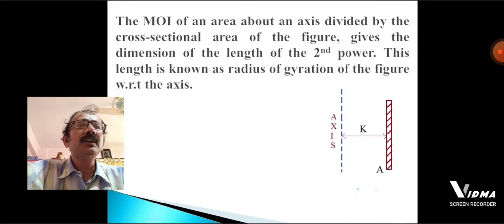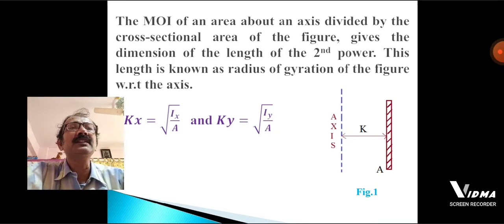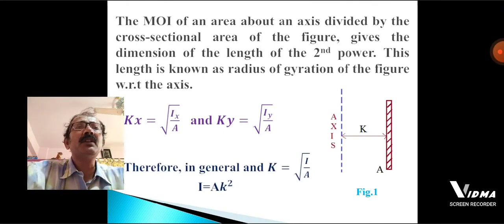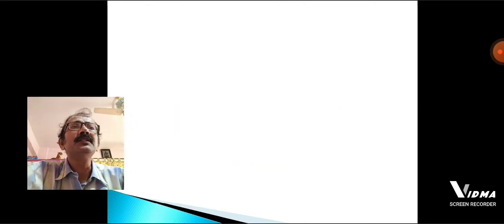In this figure, figure 1, there is the axis and A is the area, in the compressed form, in the strip form. That area is at a distance k from the reference axis. Now kx is root over of Ix by A and ky is root over of Iy by A. In general form, k is root over of I by A, so I equals A k square. This k is called the radius of gyration.